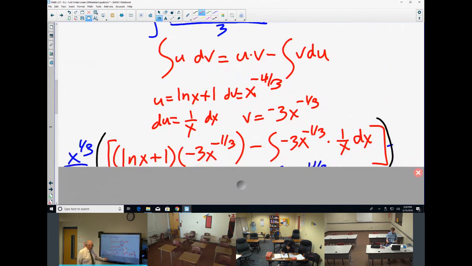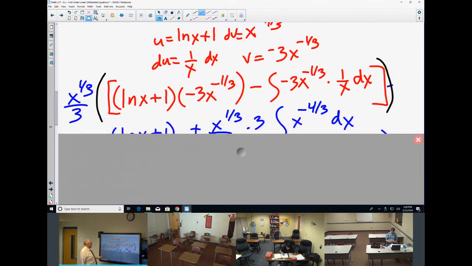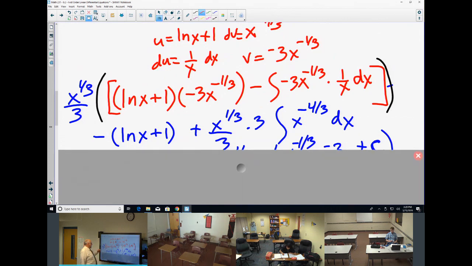So now I have u times v, so natural log of x plus 1 times negative 3x to the negative 1/3 minus the integral of v du. So negative 3x to the negative 1/3 times 1 over x dx. And then the x to the 1/3 over 3 out front. Okay, so let's see.